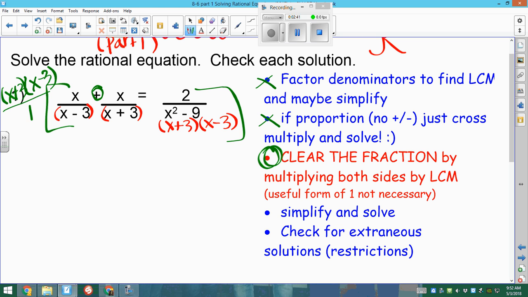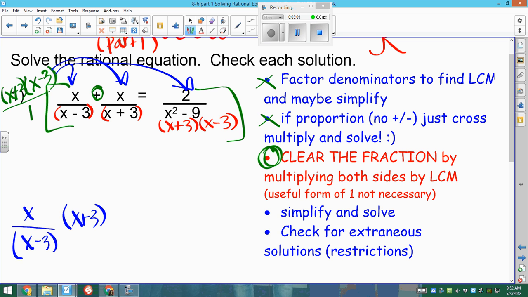And again, I don't have to do it as a useful form of 1 because we are doing it to both sides. So what we have to do is go through each individual term. I'm going to apply that to all 3 terms that I see in this equation. Some things will cancel and some things will remain. So I'll show you, like in the first fraction, I'm just going to do some side work here: x over x minus 3, and what I'm doing is multiplying that by x plus 3, x minus 3.